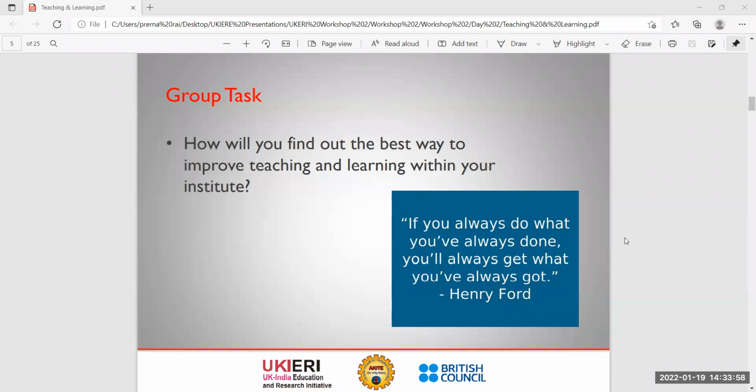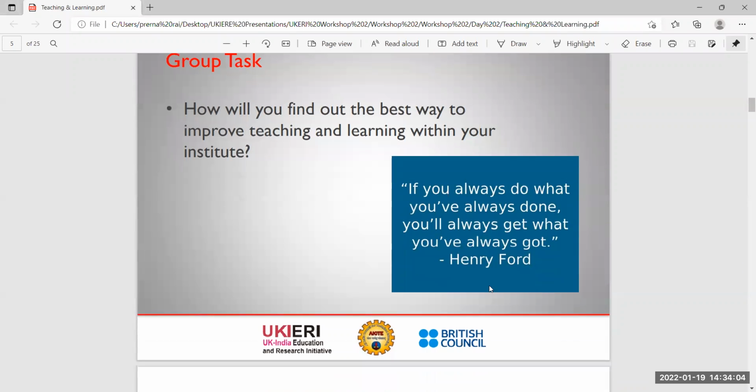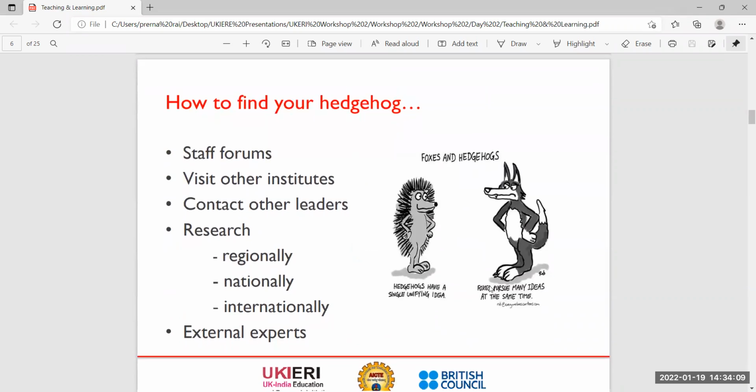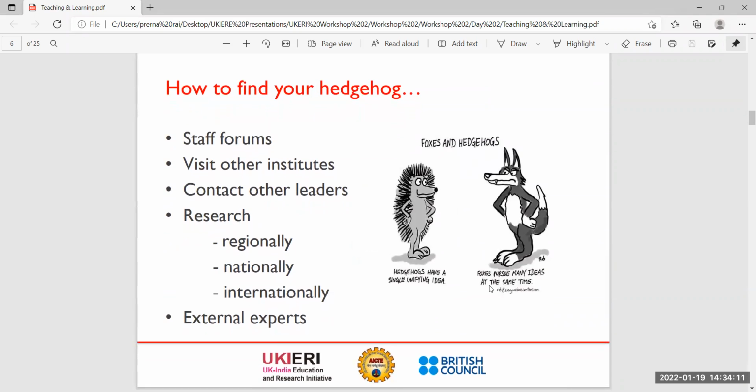Let's see. Anyway, let's move on to the next because we are running out of time. Okay, sir? Yes. So this slide is what you all were talking about: how to find a hedgehog. Like you said, LTP, transforming, giving teacher autonomy, outside classroom study. All those can help your institute improve a lot.